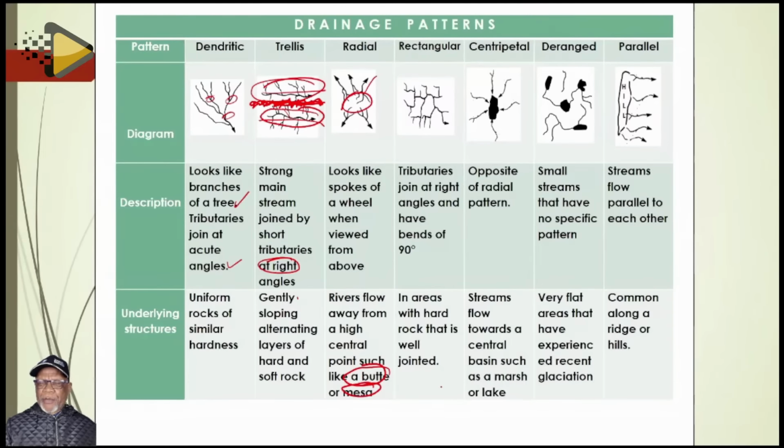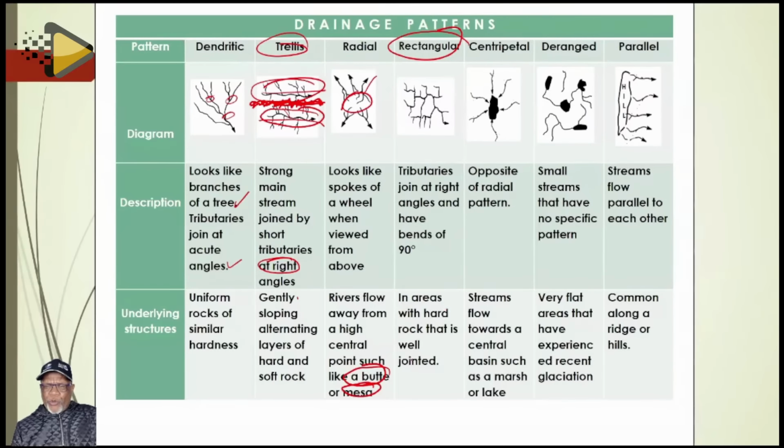And then we have the rectangular pattern. As the name says, rectangular, the tributaries join at right angles. With the rectangular pattern together with the trellis pattern, what is similar? The similarity is that tributaries join the mainstream at right angles. But now we're looking at the characteristics of the rectangular pattern. The mainstreams also have a 90 degree bend. So we've got two 90 degrees: the mainstreams bend at 90 degrees, and the tributaries also join the mainstream at 90 degrees.